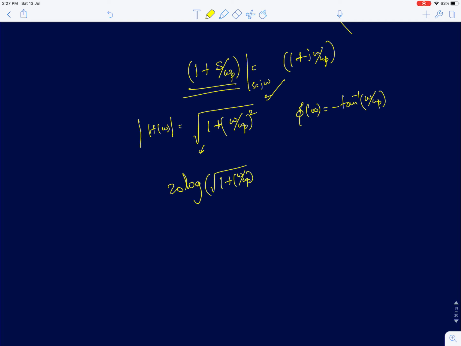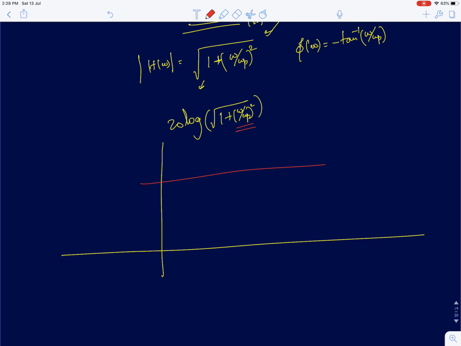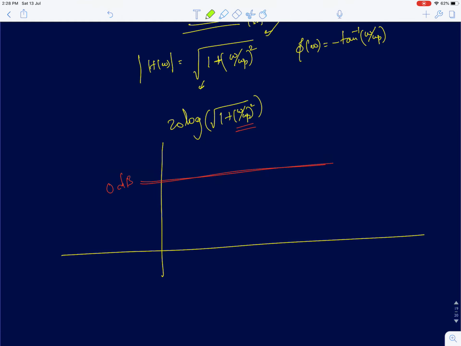Omega by omega p the whole square. Again, to plot this, I'll just assume two cases: omega much less than omega p and omega much greater than omega p. When omega is much less than omega p, this term is much less than 1, so it will be very close to 0 dB. So this is your 0 dB line. Now when omega is much greater than omega p, I can ignore 1 and this function becomes 20 log omega minus 20 log omega p.